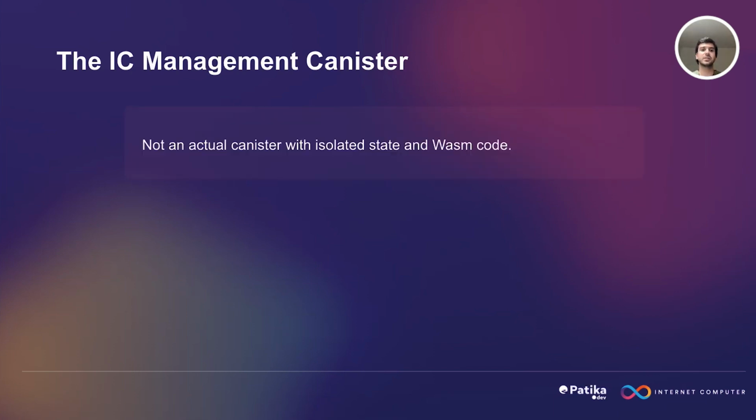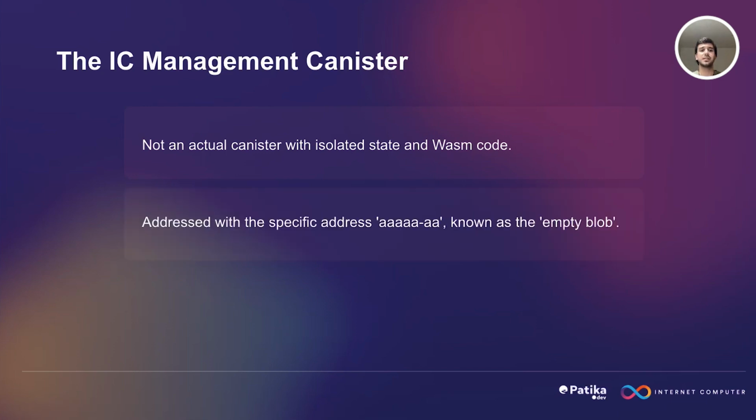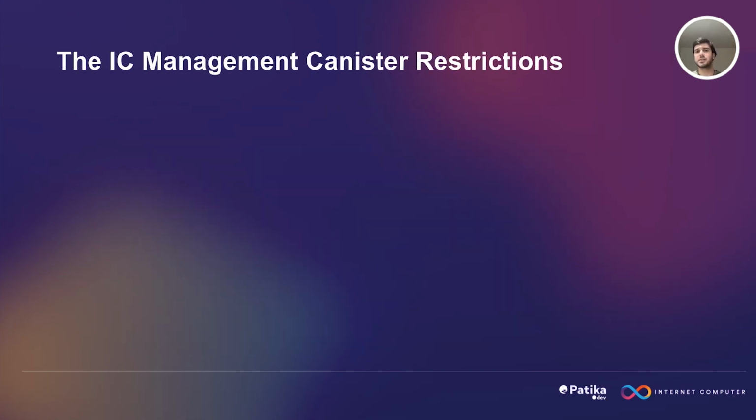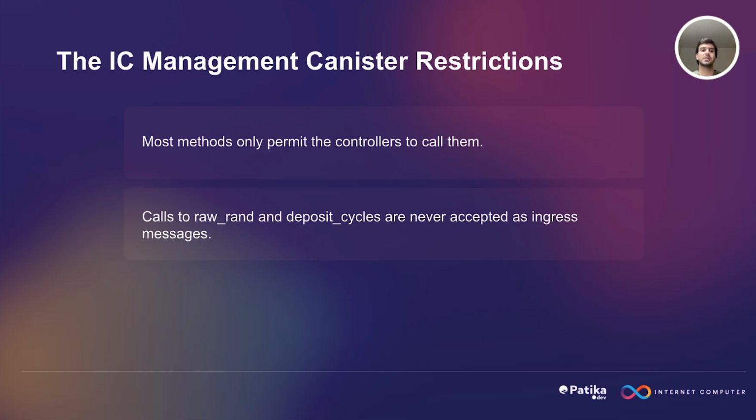Now let's look at a specific canister, which is the management canister in the Internet Computer. This is not an actual canister with isolated state and WebAssembly code. The management canister has a specific address known as the empty blob. Canisters can interact with the Internet Computer management canister via inter-canister calls. So let's look at the restrictions of the management canister. Our first restriction is that most methods only permit the controllers to call them. Calls to raw_rand and deposit_cycles are never accepted as ingress messages.